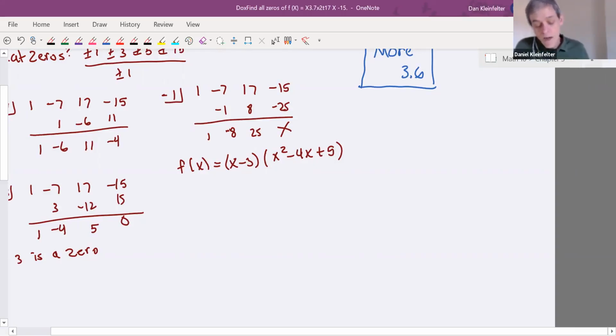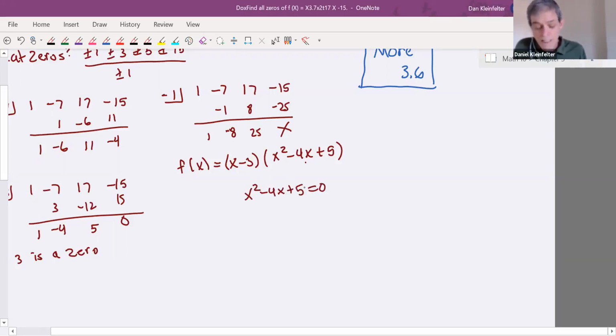You could still try the rational zeros on this remaining part, but at this point, since it's degree 2, it's easier just to try other methods. So trying to factor this thing, we would need to find two numbers that multiply to positive 5 and add up to negative 4. That doesn't sound like it's going to work. So let me try another method.